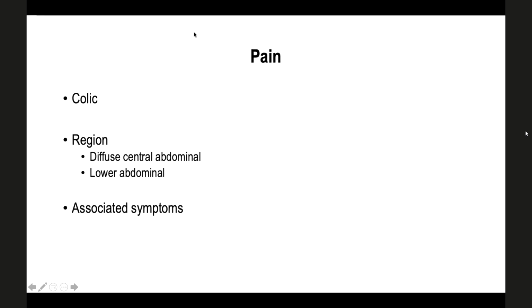Yes, so there are what you call peaks and troughs. When the bowel goes into spasm, you have a severe amount of pain. So the pain intensity goes up, let's say to 8, 9, 10, and it drops down to baseline in between these spasms of pain. And that's typically what we call a colic.